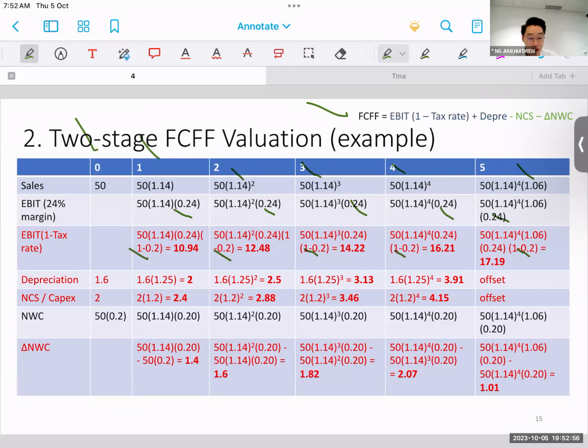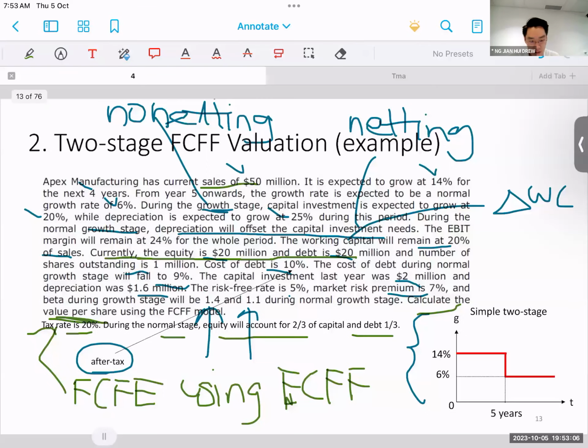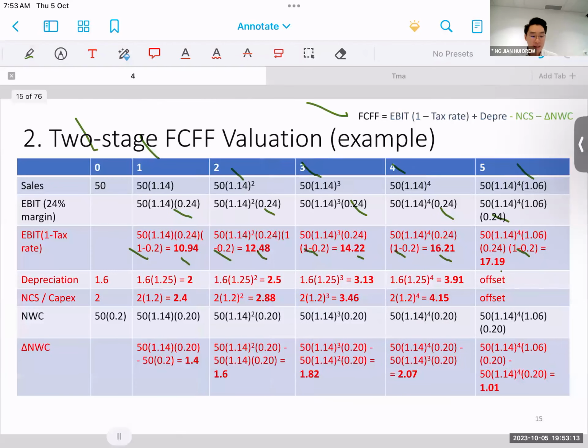All right, and now I work out the values given. Okay, so what does the question give us? The depreciation at 1.6, right? Let's just flip back quickly and have a look. Depreciation was 1.6 here, so we know that year zero is 1.6. We know that depreciation grows at 25% in the high growth stage, right? So we increase by 25% here, but only in high growth. At normal growth, offsetting happens. So this is offsetting.